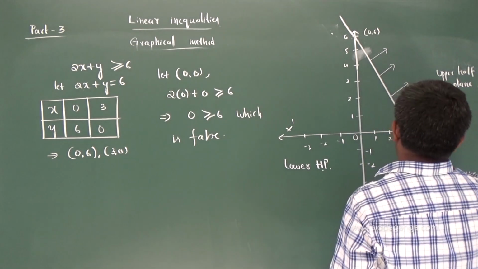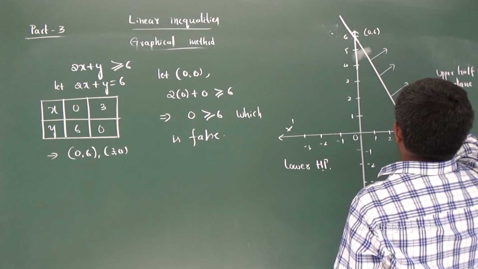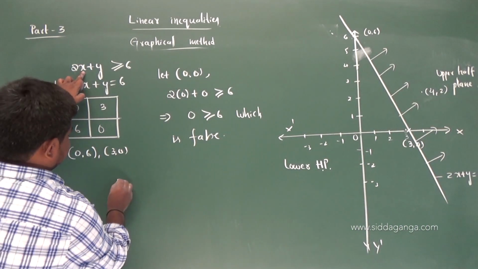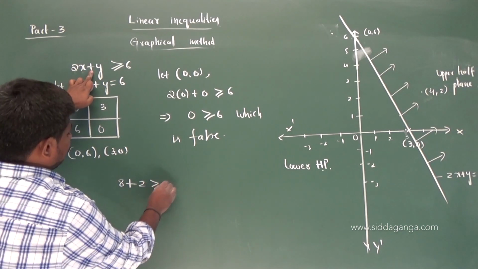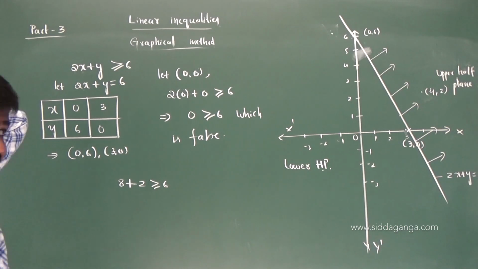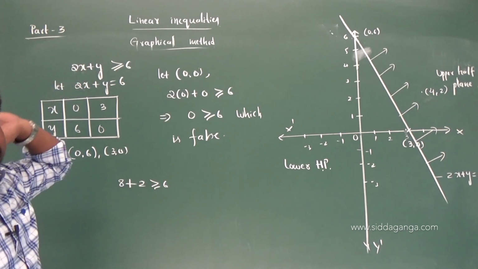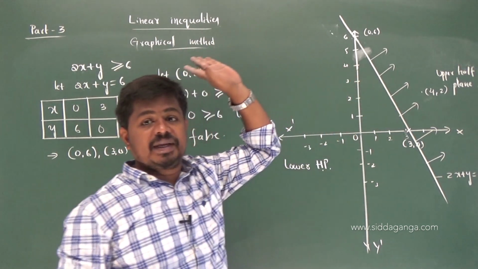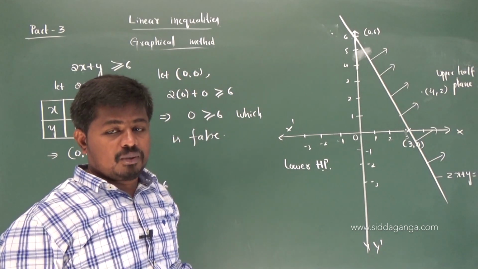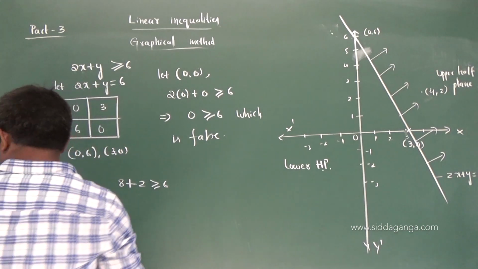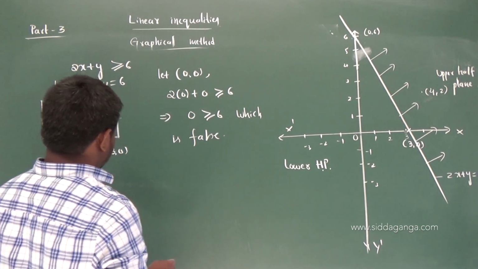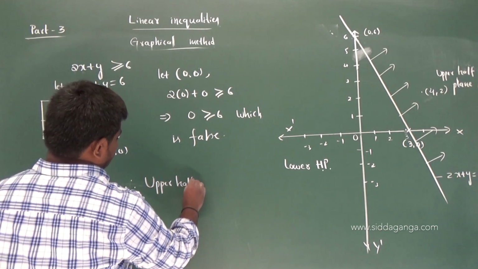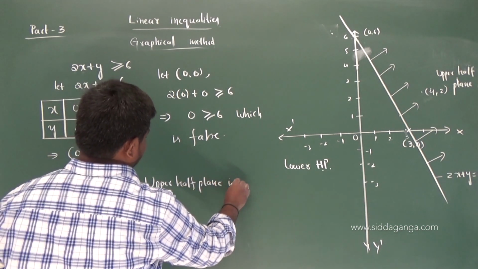You can check by taking any example. For example, I am going to take 4, 2 from the upper half plane. Substitute in this: 4 twos are 8 plus 2. Yes, of course, it is more than or equal to 6. You take any point from the upper half plane, it will be satisfied. So now the solution region is the upper half plane, and also the points on the line 2x plus y equal to 6. Hope you got it. Therefore, the upper half plane will be the solution region.